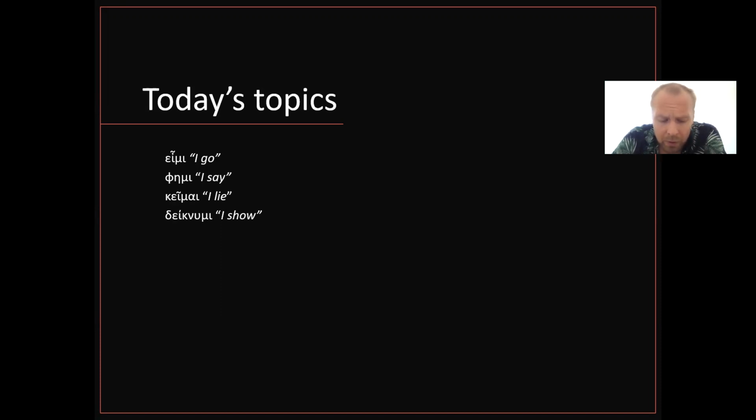The verbs we are overviewing are eimi, I go, which you find on page 141, section 1236 in the Cambridge Grammar of Classical Greek. Then we have phemi, I say, which you find in the same section in the grammar. Keimai, I lie, and deiknymi, I show.